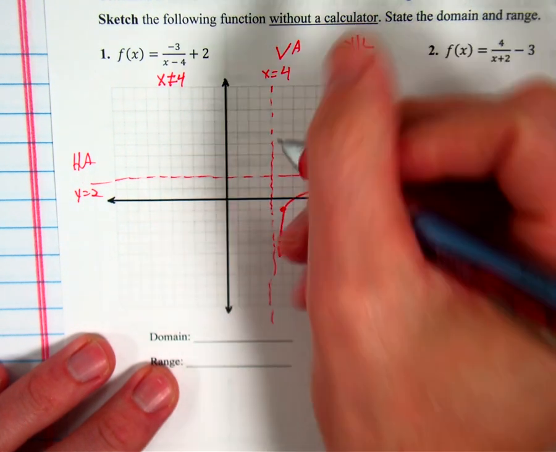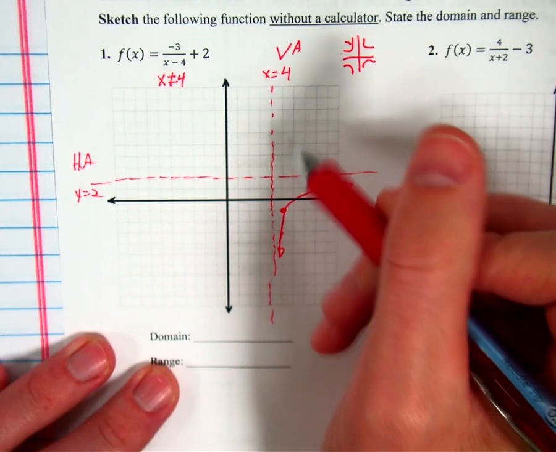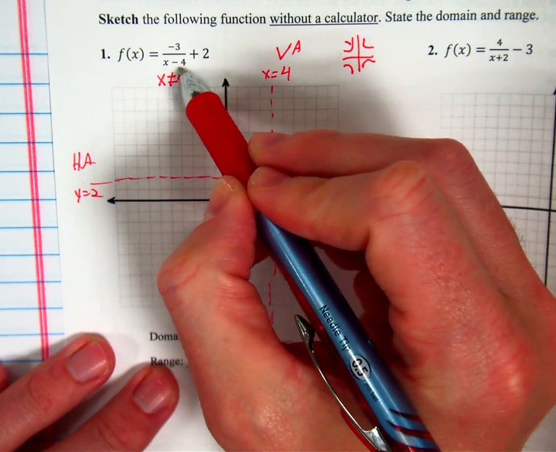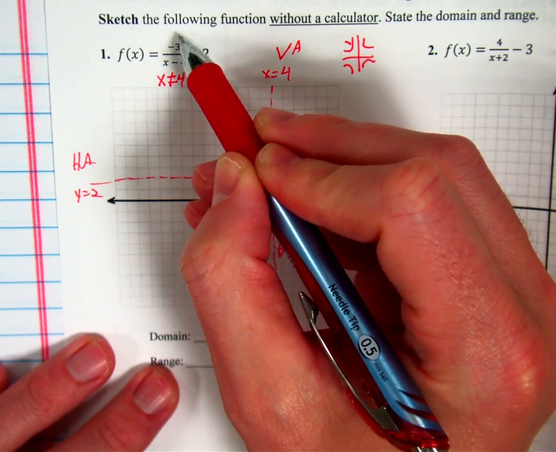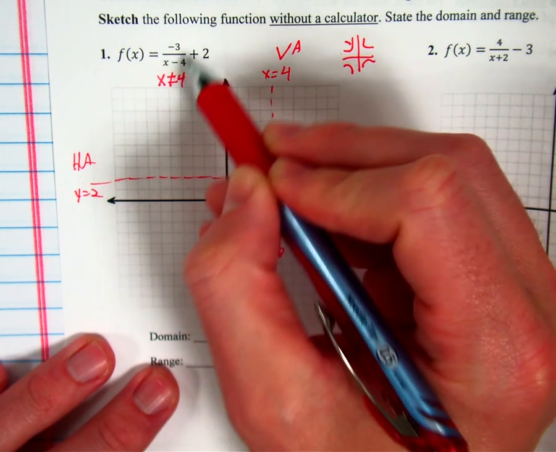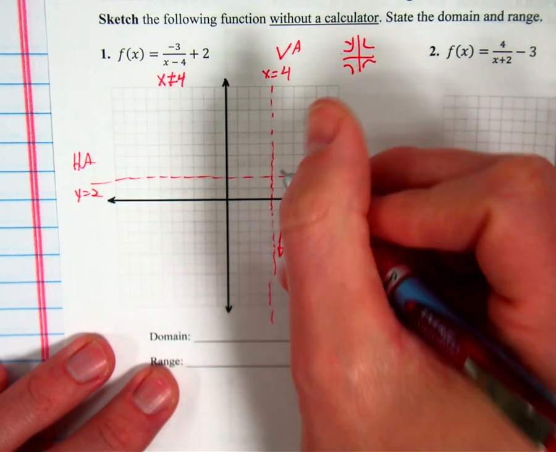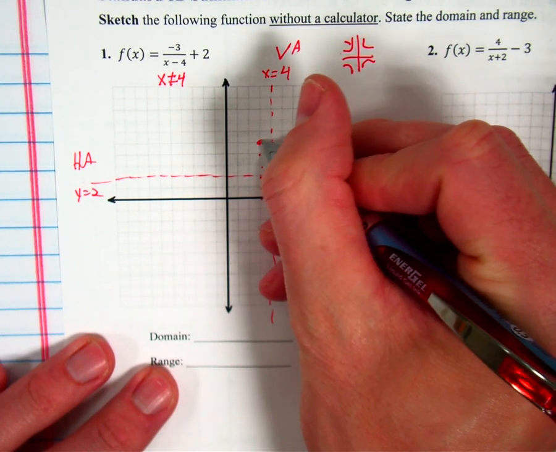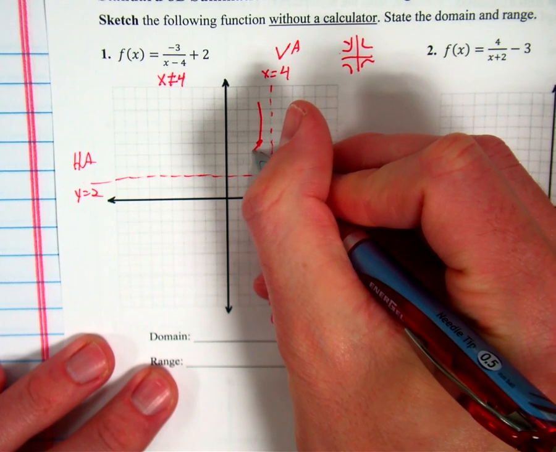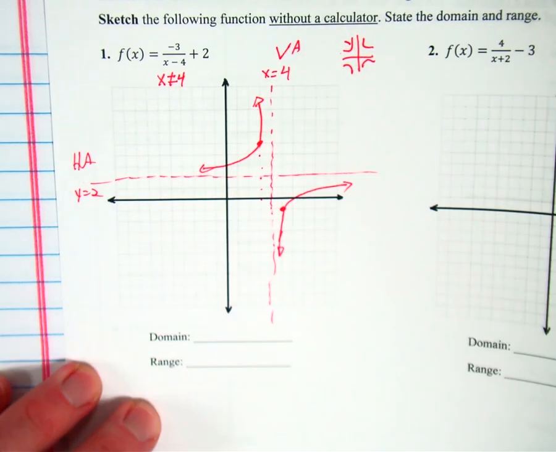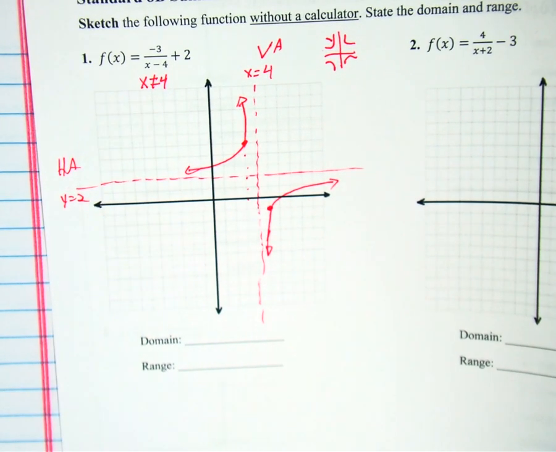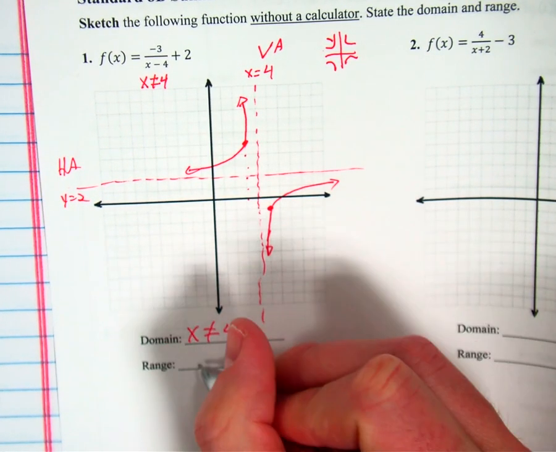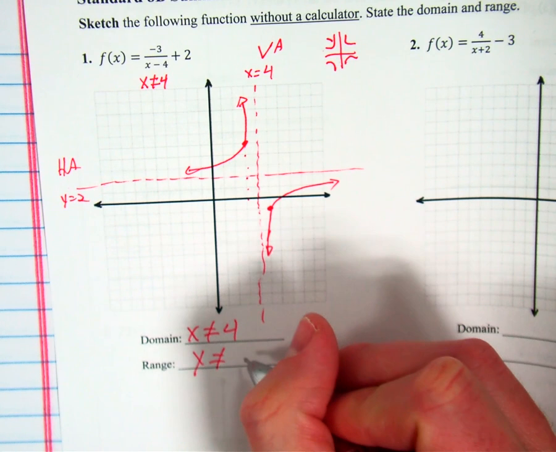That might be all you need, and then the top one, just go like that. Or we've already come this far, so we might as well do another dot. 3 minus 4 is negative 1. Negative 3 divided by negative 1 is positive 3. Plus 2 is 5. So the point is 3, 5. There's our sketch. Domain: x is not equal to 4, and range: all y's not equal to 2.